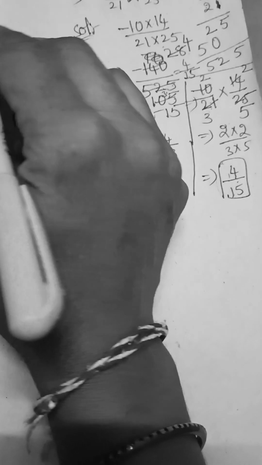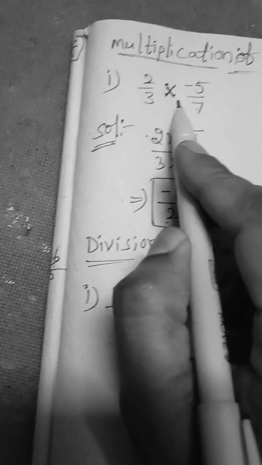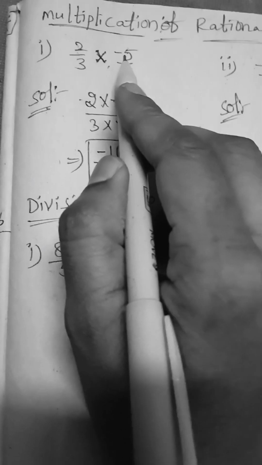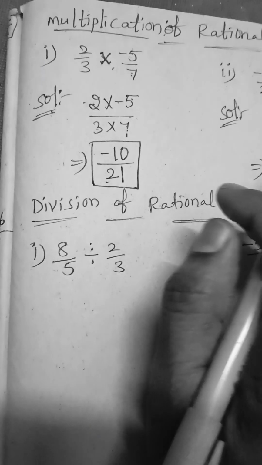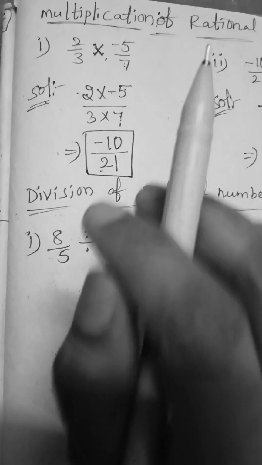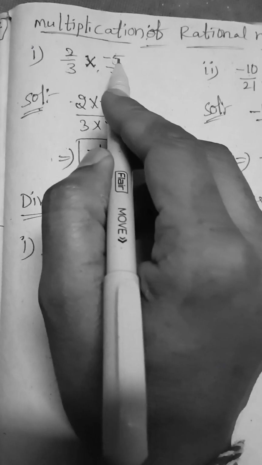Now this is a multiplication. Multiplication of rational numbers means: numerator into numerator, denominator into denominator. No need to do LCM, no need to do cross multiplication like that. Just numerator into numerator, denominator into denominator. You have to remember this one.